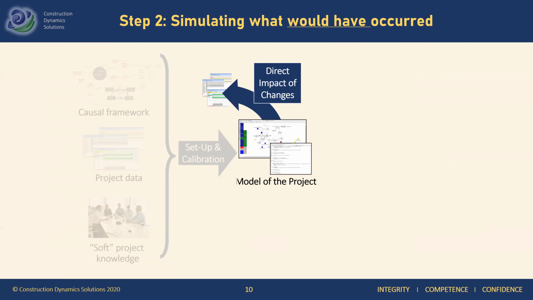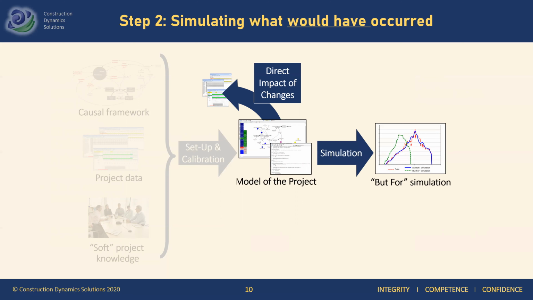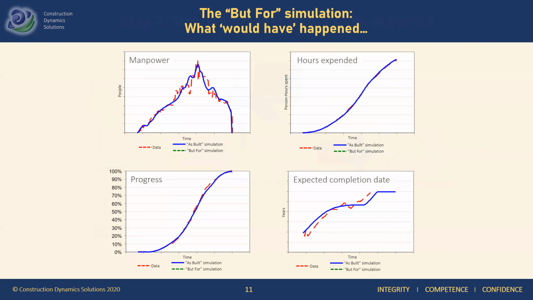We simply remove the events and press the simulate button again, and we get a second simulation we call the but-for simulation. What would have happened but for these disruptive events? In other words, what would have happened if these events had never occurred?